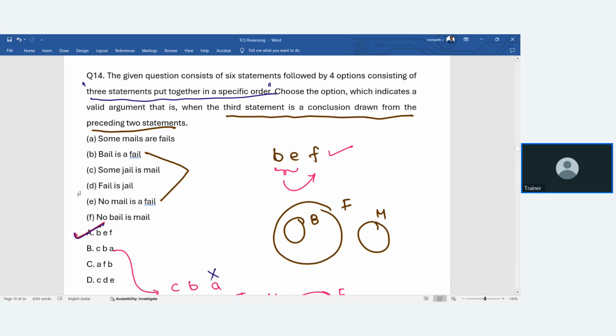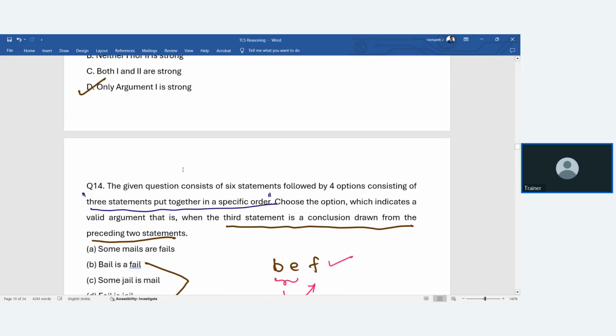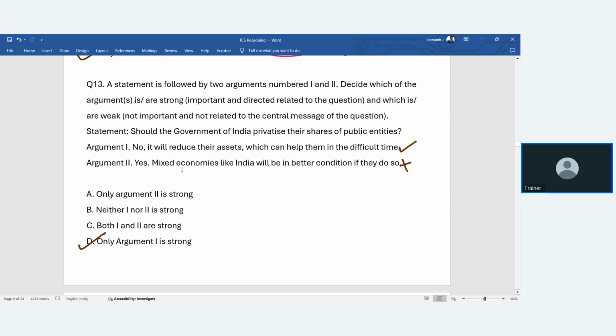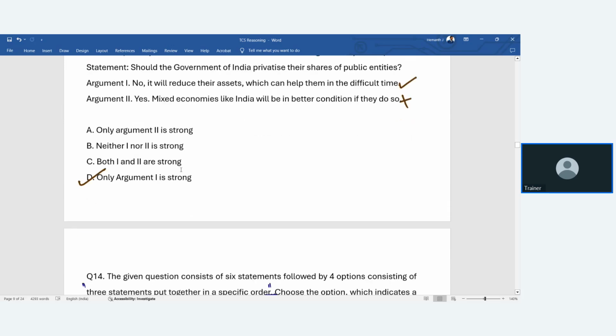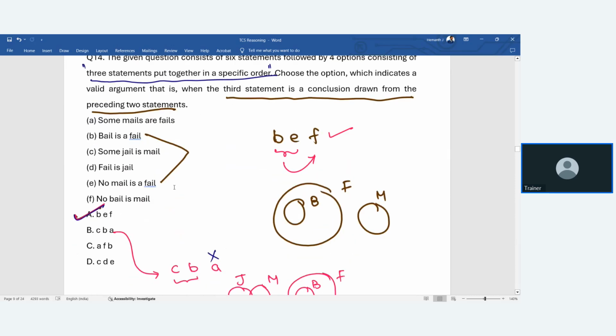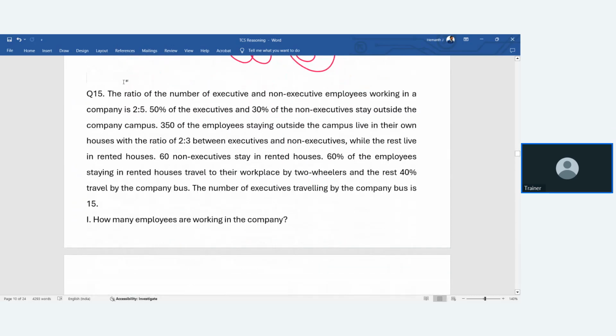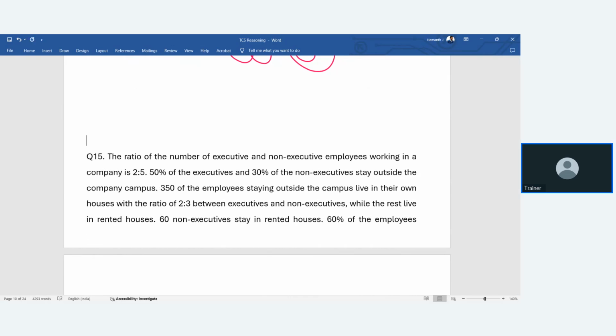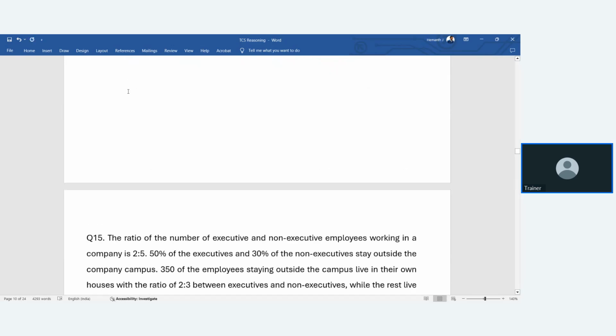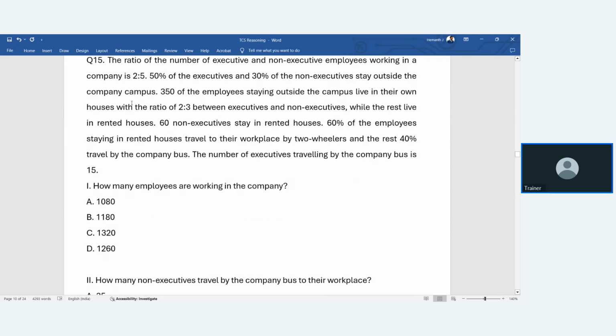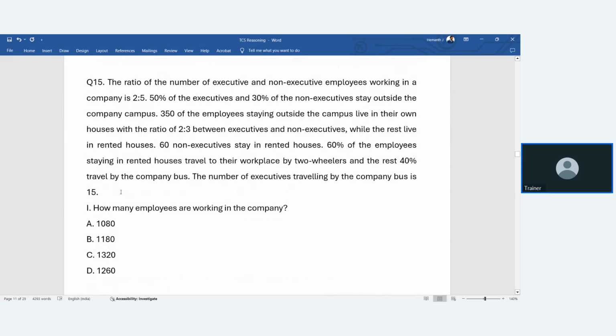Right. In the previous question, argument 1 is strong, yes, it's directly related to the given question. Perfect. Now let's see the 15th one. Have a look at this 15th question. They've given two sets of data related to the 15th one, so everyone work on this data once. There are different questions that will be asked. Let's work on this data.